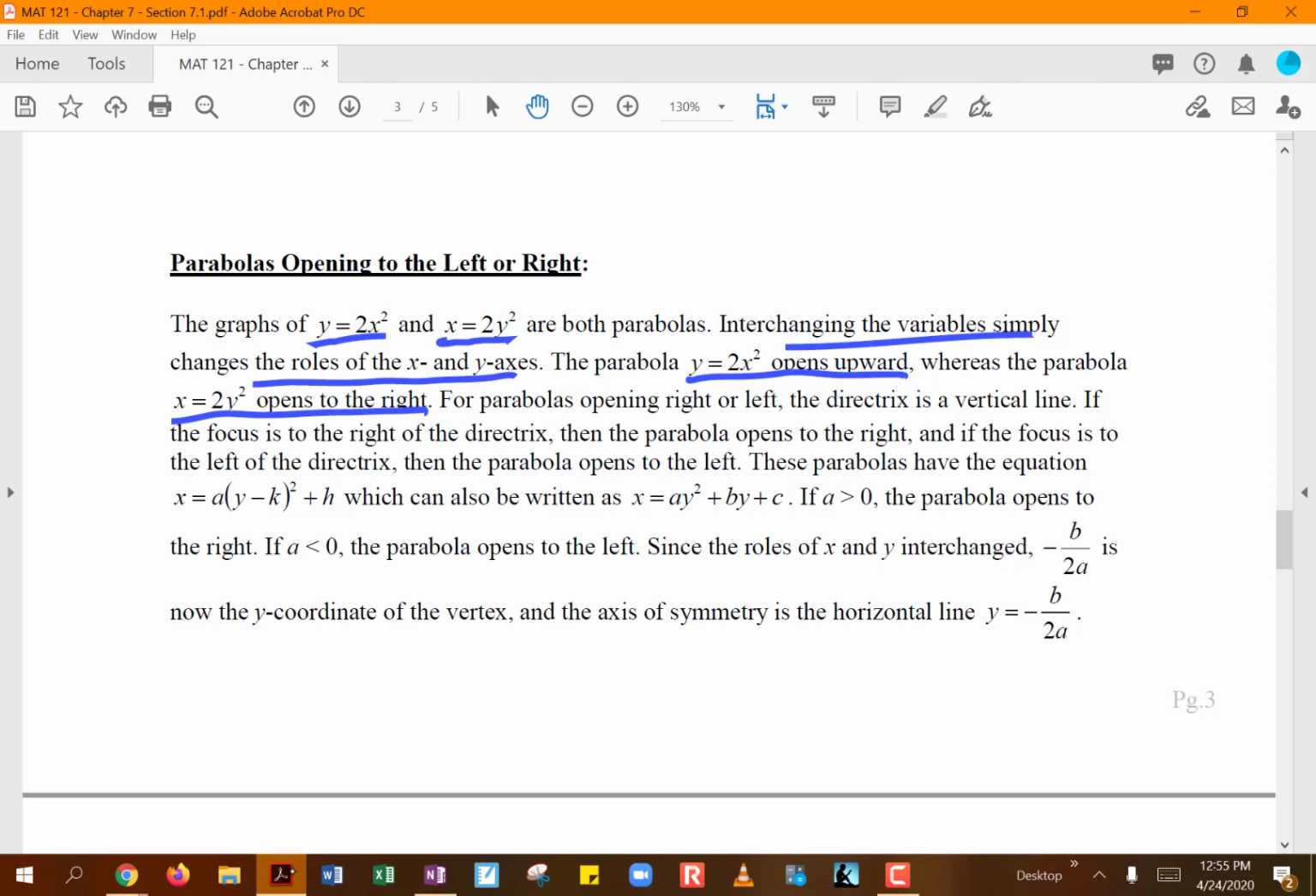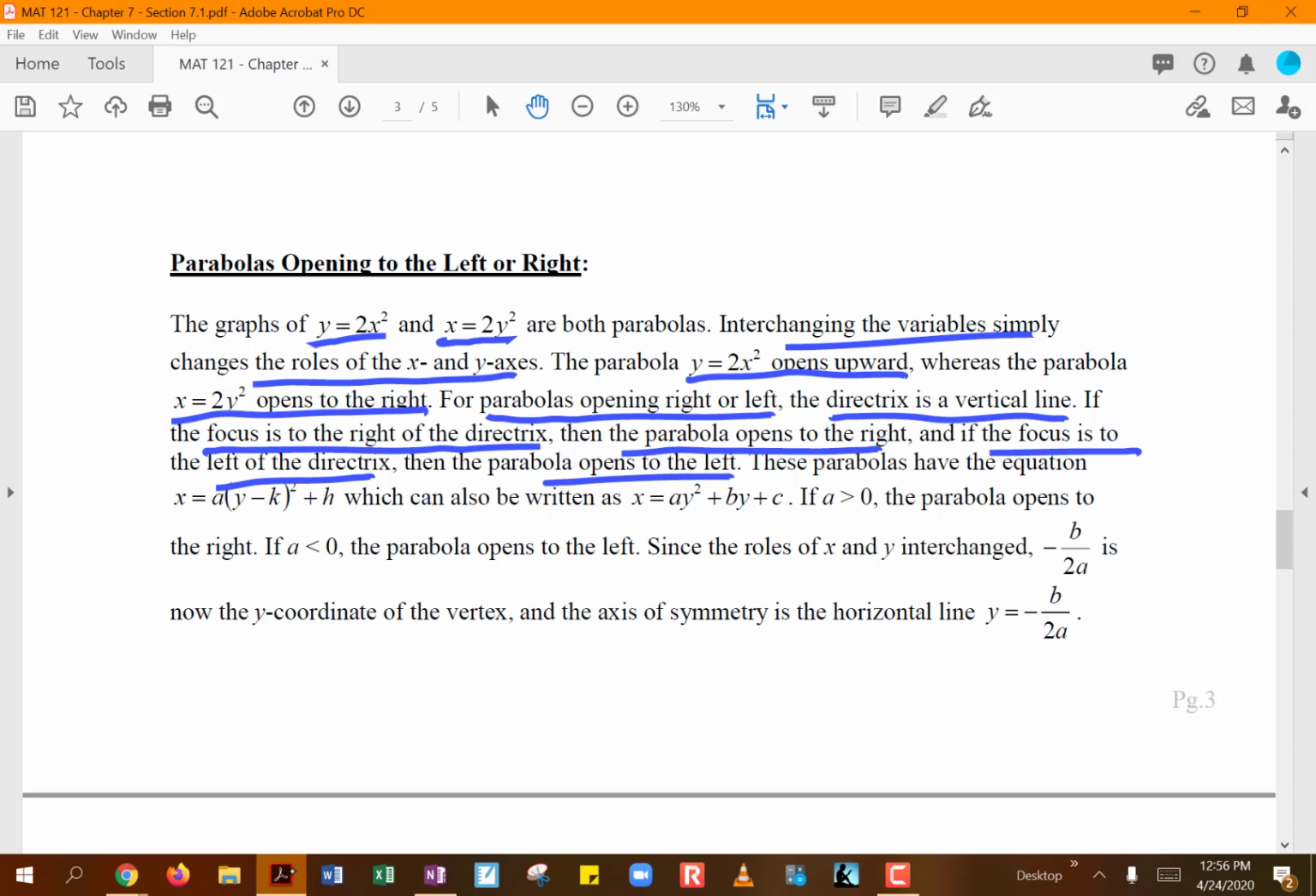Y equals 2x squared would open up, but x equals 2y squared would open to the right. So if your parabola is opening to the left or the right, that means our directrix will now become a vertical line. And that actually tells us then your axis of symmetry will become a horizontal line. They're saying if the focus is to the right of the directrix, then the parabola opens right. If the focus is to the left of the directrix, your parabola opens left.